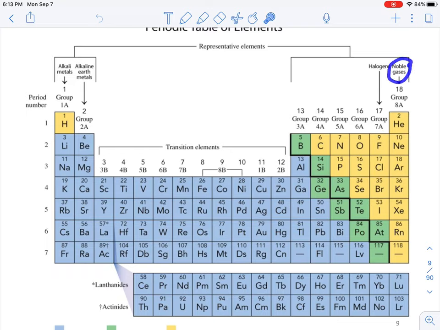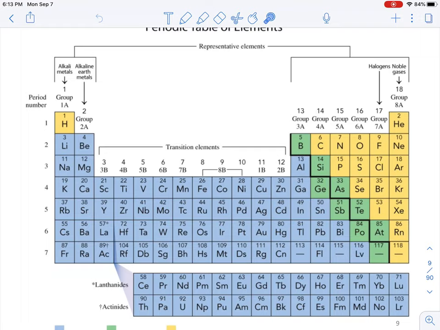Your noble gases is group 8A. So all of these elements, helium, neon, argon, krypton, xenon, and radon, these are all of your noble gases. Now, for the main group elements, this section over here, they don't have very fancy names like halogens, noble gases, alkaline earth metals, and alkali metals.